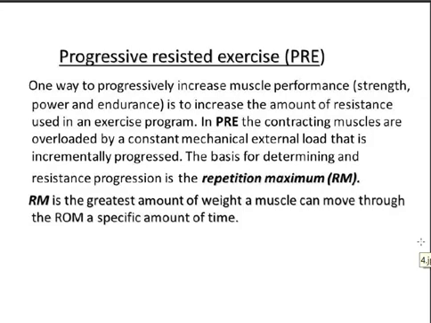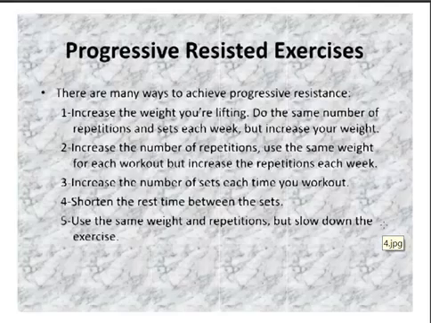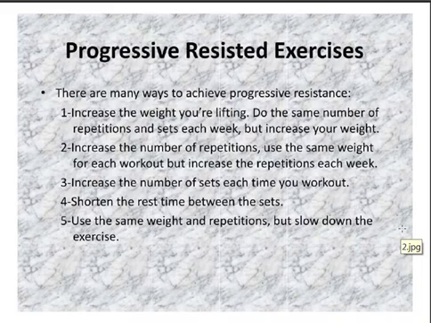Here what we are basically using is called repetition maximum. Now what is this repetition maximum? We will be discussing it in later slides, but it is the greatest amount of weight a muscle can move through the range of motion a specific amount of time. The repetition maximum is used as the basis of determining and progressing the resistance. So progressive resisted exercises use many ways to achieve this increased resistance.